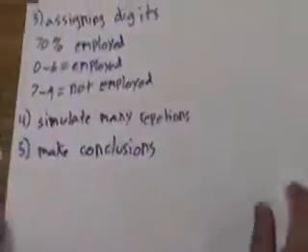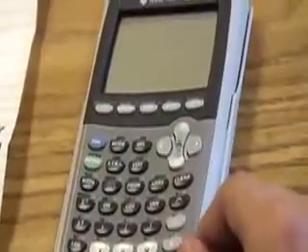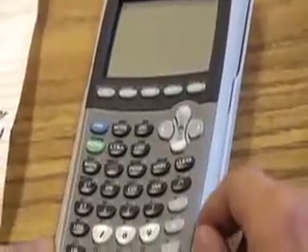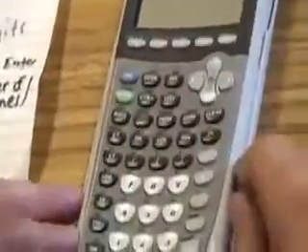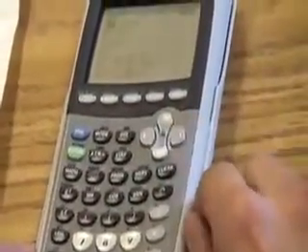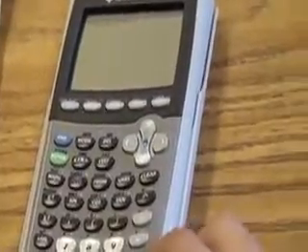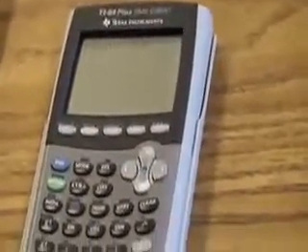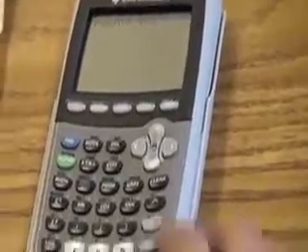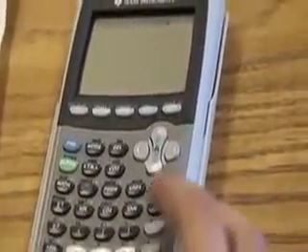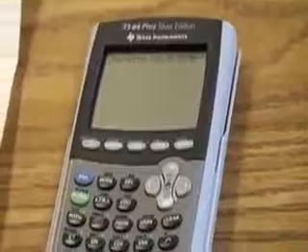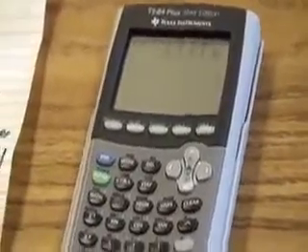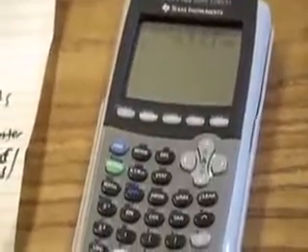And that's it. So to use a calculator to simulate an experiment, you'd go to math, you'd go to probability, you'd click 5, and some example numbers would be 0, 9, and 5. And then you click enter, and that will generate 5 random digits. And then that's it.